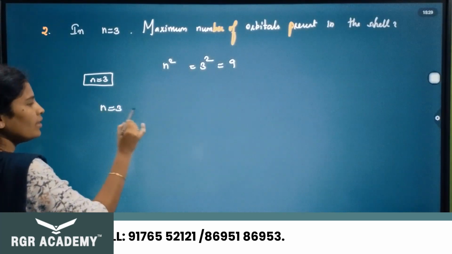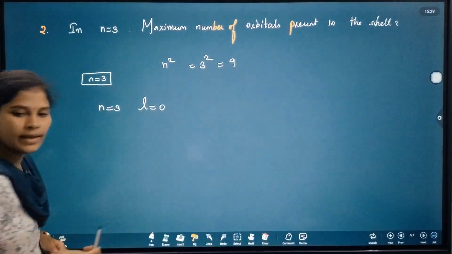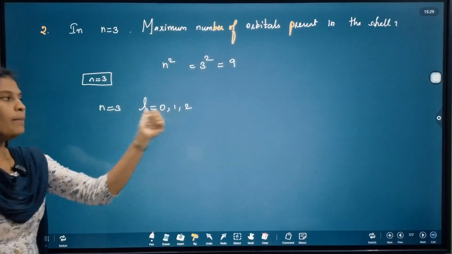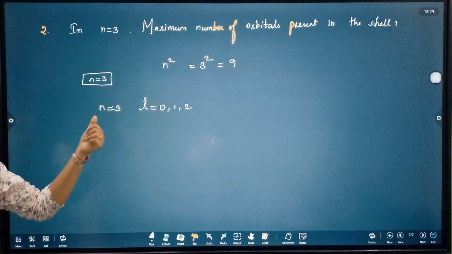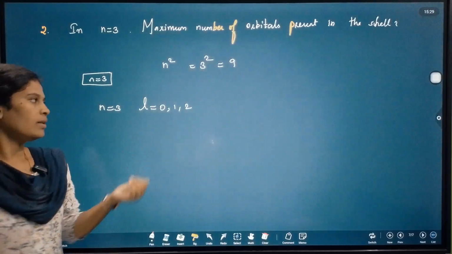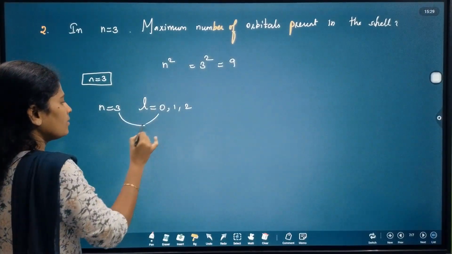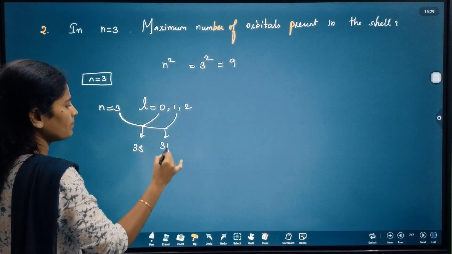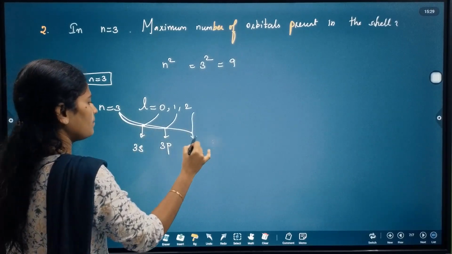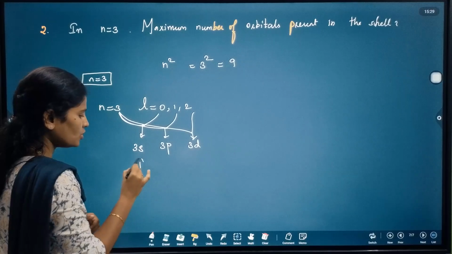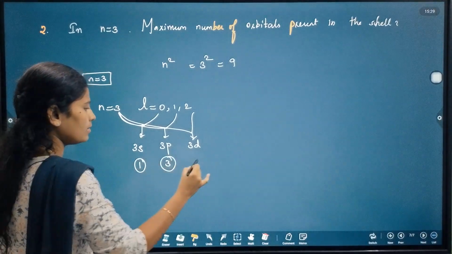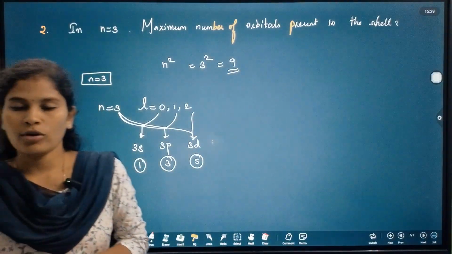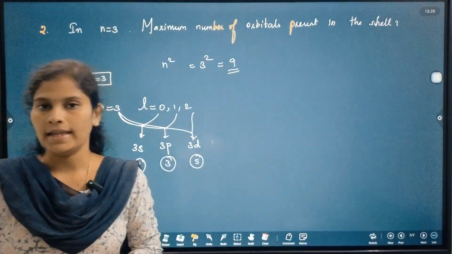If n is equal to 3, what are the possible L values? 0 to n minus 1. So n minus 1 is 2, so 0, 1, 2. The number of L values will always be equal to n. If n is equal to 3, there will be 3 values. What are they? 3s, 3p, 3d. You know very well that the s subshell consists of one orbital, p has 3, d has 5. So totally there are 9 orbitals. What will be the maximum number of electrons? We just have to multiply by 2. It is 18 electrons.